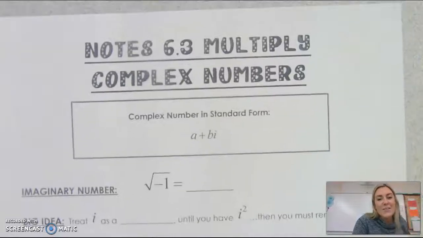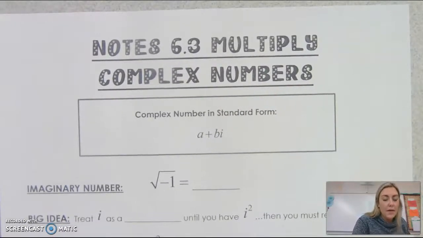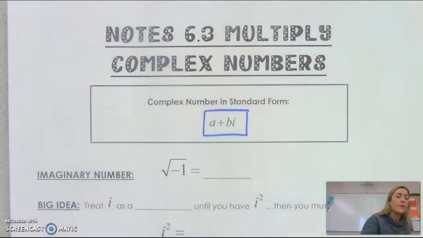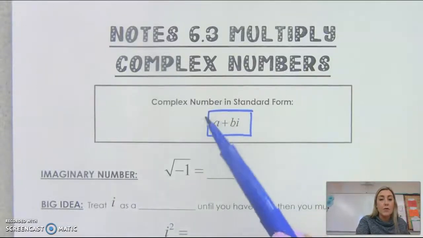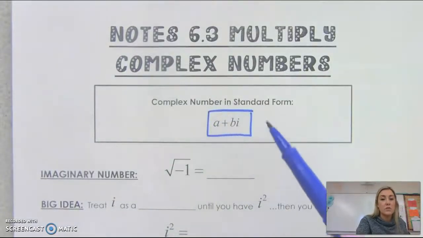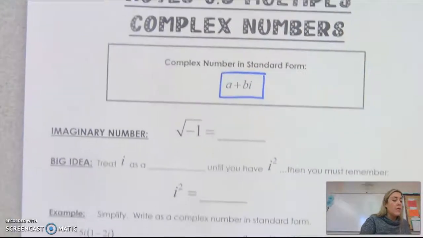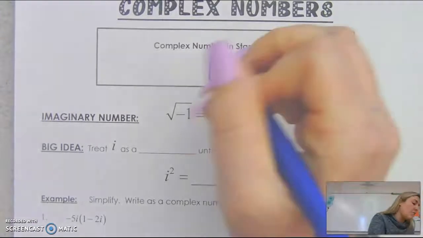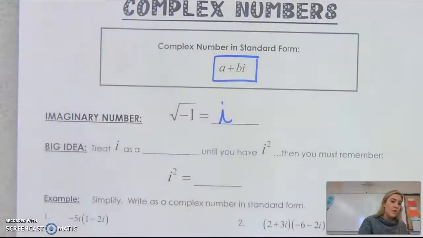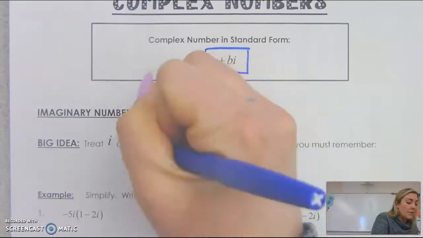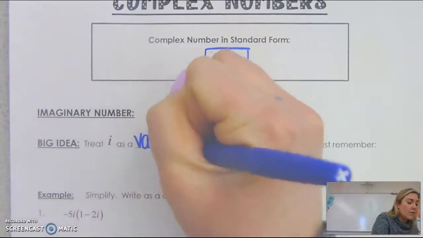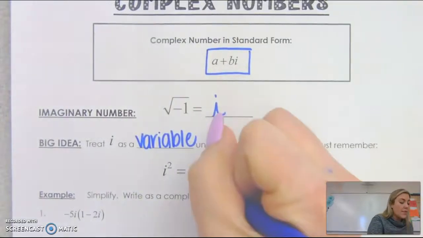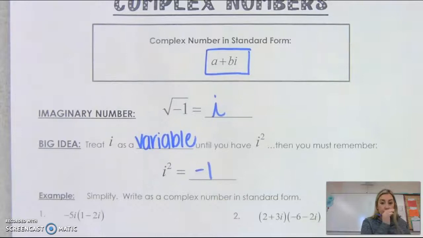Hi guys, so today we are doing 6.3, multiplying complex numbers. So remember, this is complex number standard form, so when we write or type in our final answer, we want it to look like that, with the number that has i attached to it at the end. We've talked about all of this before, but the square root of -1 is always i. And when we are working with i, we need to treat it as a variable. But we also need to remember that when we get an i squared, that simplifies to -1.